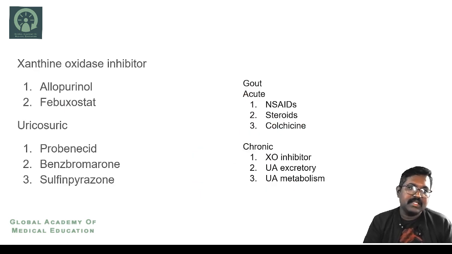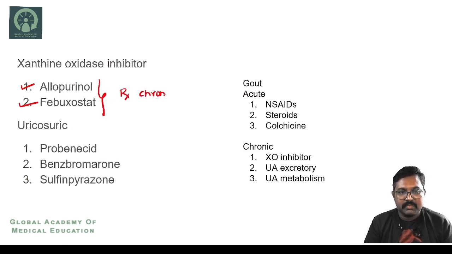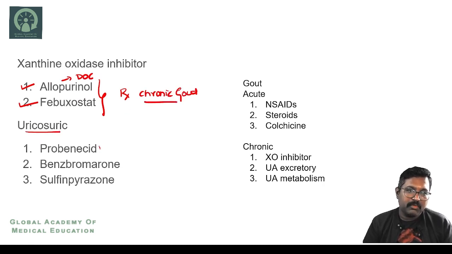These are the xanthine oxidase inhibitors: allopurinol and febuxostat. Basically, they are used for the treatment of chronic gout. Please remember, it is used for chronic gout. Allopurinol is the drug of choice in case of chronic gout. Uricosuric drugs are probenecid, benzbromarone, and sulfinpyrazone.